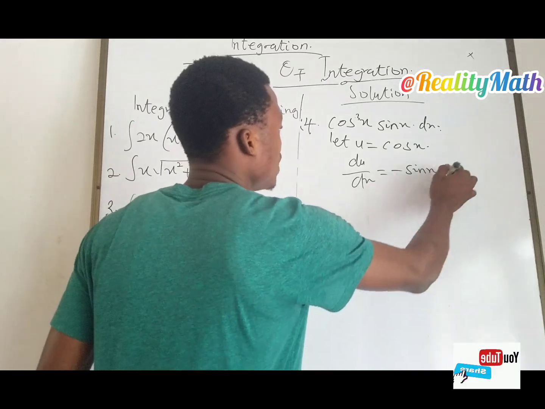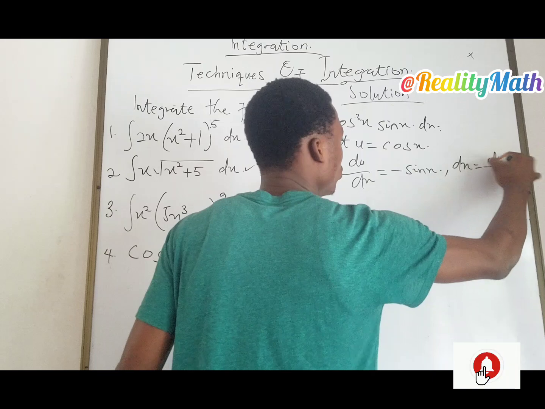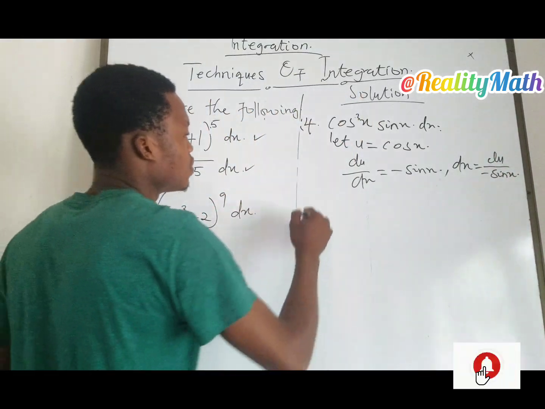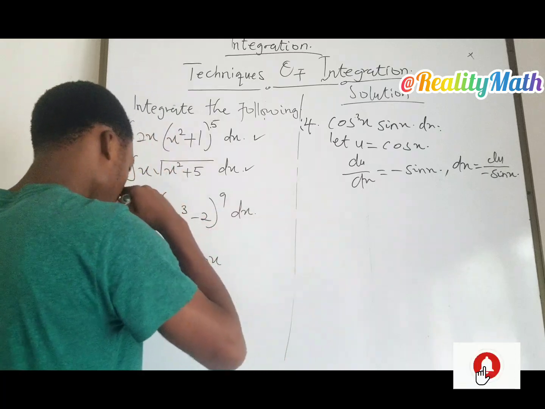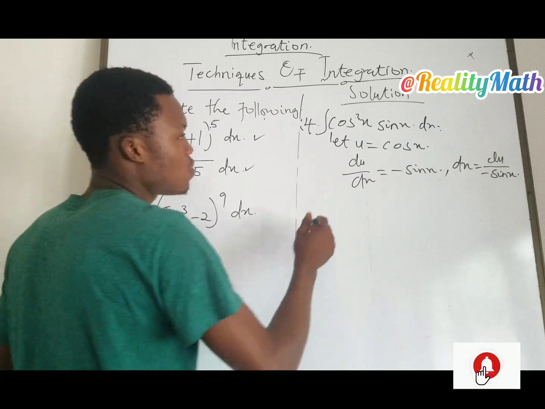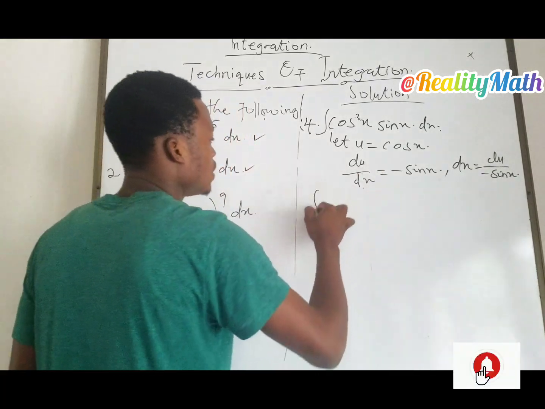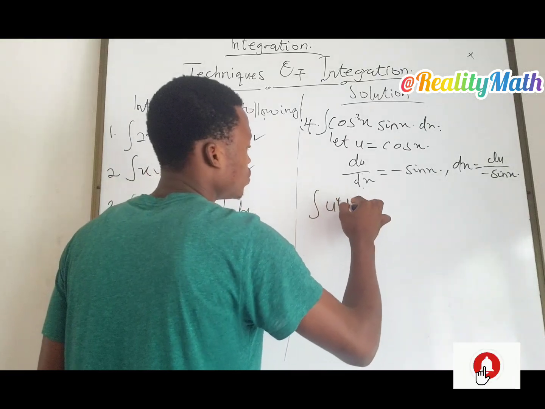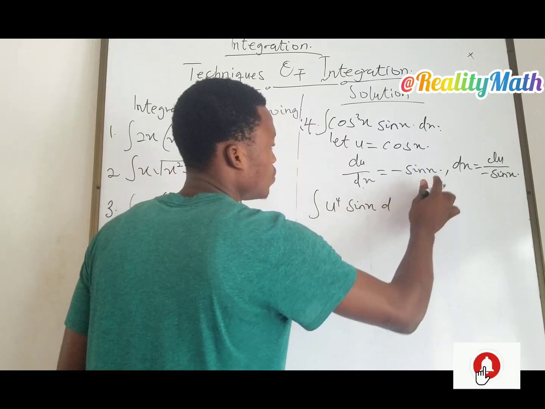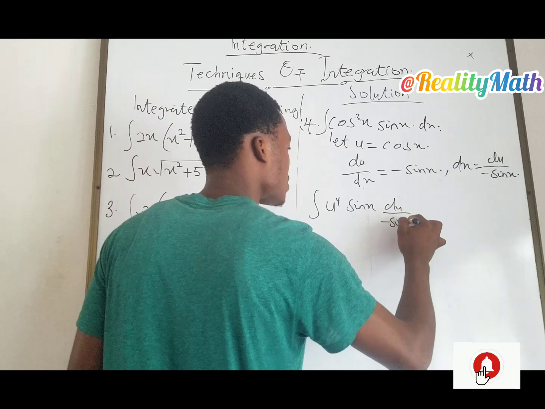Now let's rearrange it. My dx will now give me du over minus sine x. So let's substitute everything back. Sorry, I forgot to bring this. Let me write my dx well. So this is now going to be the integral of u to the power 4, u to the power 4 sine x. Now my dx is du over minus sine x.